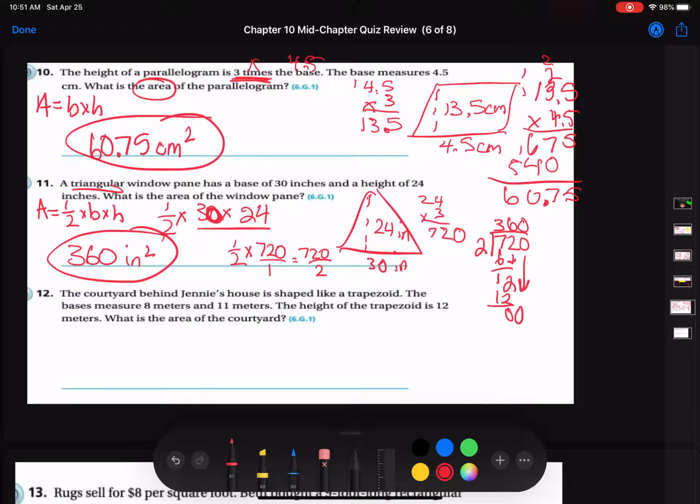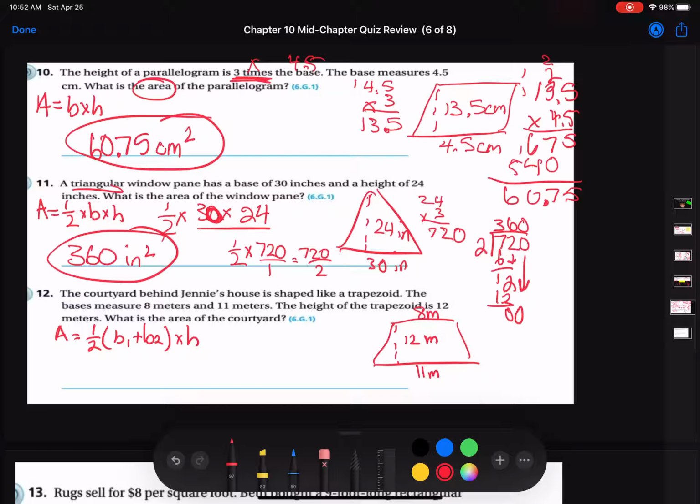Okay, so the courtyard behind Jenny's house is shaped like a trapezoid. So it's gonna look something like this, okay? And it says the bases measure 8 meters and 11 meters, and then the height is 12 meters. So what we're going to do, remember the formula, that really long formula where we have to add up our two bases.